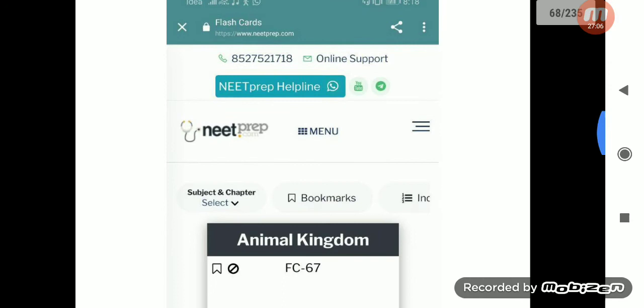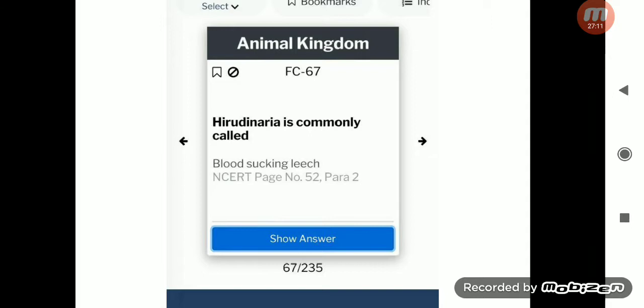Hirudinaria is commonly called the blood sucking leech.